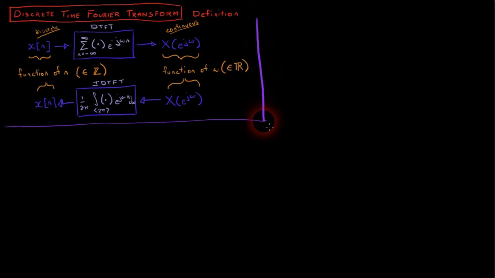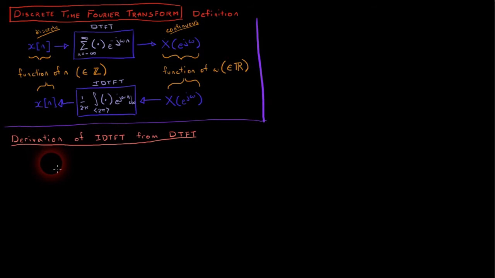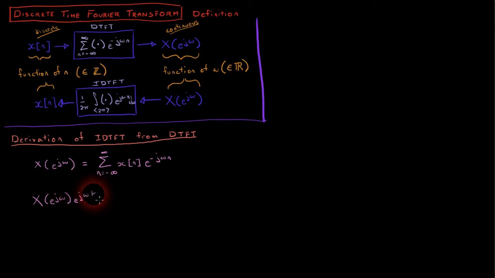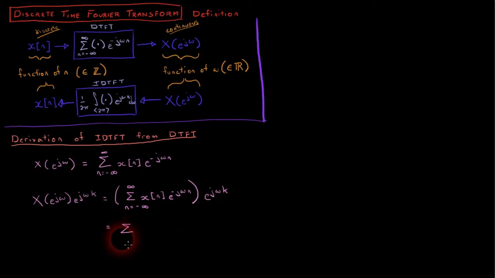Start with the definition of the DTFT. X of e to the j omega is equal to the sum from n equals negative infinity to infinity of x of n times e to the negative j omega n. Multiply both sides by e to the j omega k. Then bring the e to the j omega k into the summation.